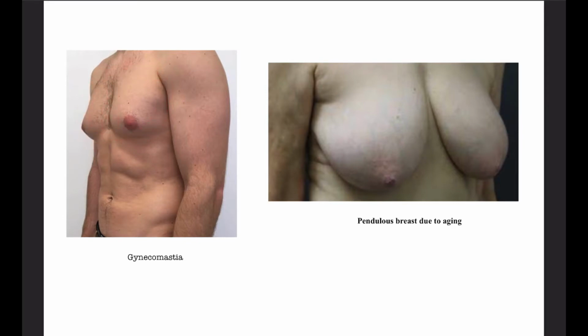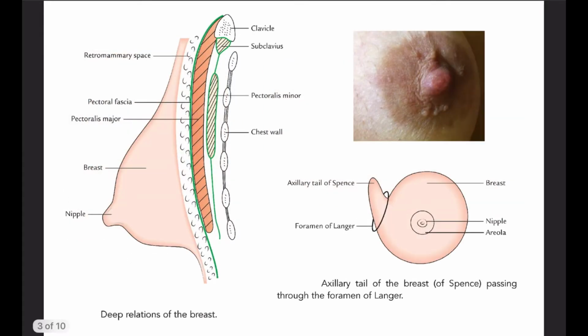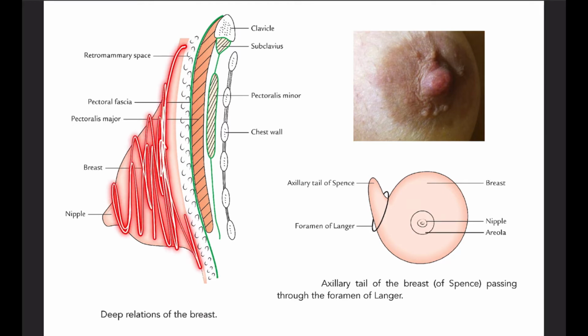So in female, it forms an accessory sex organ of the female reproductive system and it provides milk to the newborn baby. The anatomy of breast is of great surgical importance and therefore needs to be studied in detail. The breast is located in the superficial fascia of the pectoral region. So this one is the superficial fascia of the pectoral region.